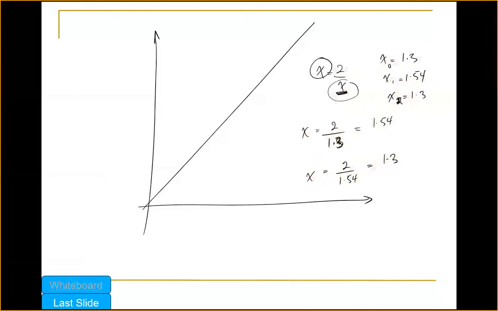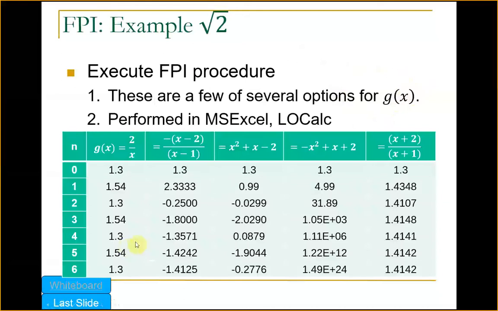So another case where we see that happening is for the case of, let me use this one. This one is very good. x plus 2 over x plus 1. Let us confirm first of all that that is a correct fixed point form.